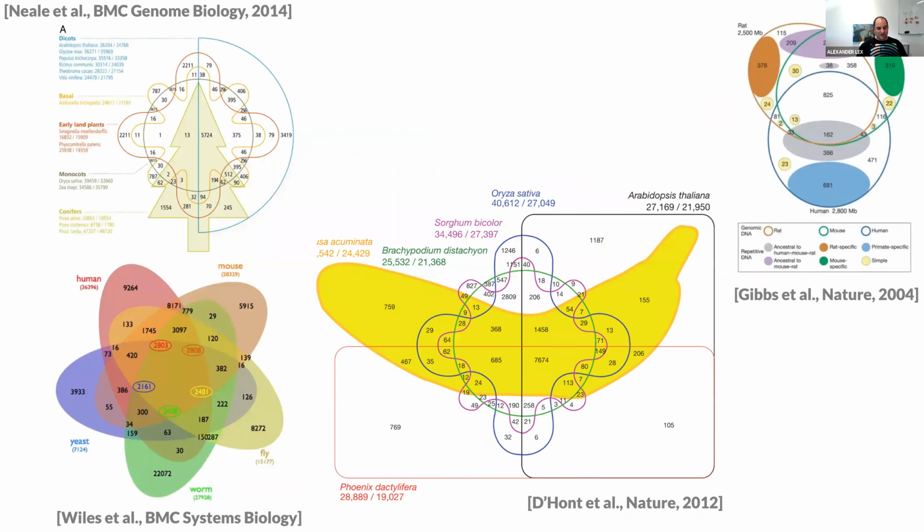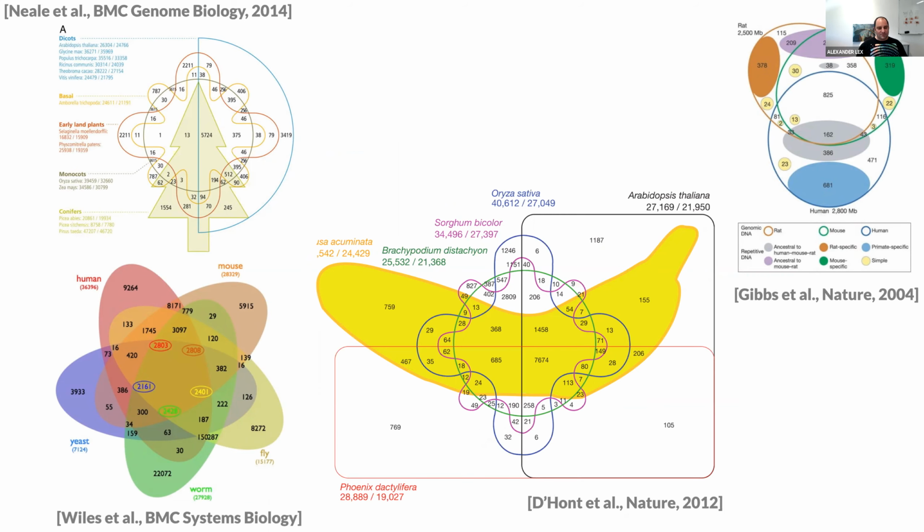This is unfortunately not an isolated incident. These high set Venn diagrams are very common. You see one for the pine on the top left. This on the top right is supposed to be a mouse, and then you have a mouse, fly, worm, yeast, human Venn diagram on the bottom left.